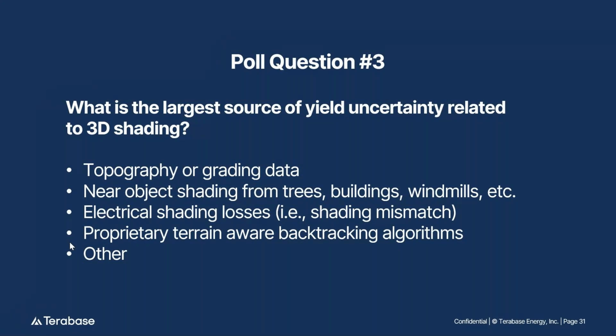So results are coming in. Thank you. Topography and grading data being the highest at 37% of respondents, and then the next three being pretty even: near object shading 18%, electrical shading losses 22%, and backtracking algorithms 20%. So thank you for that. Close the poll and move on.